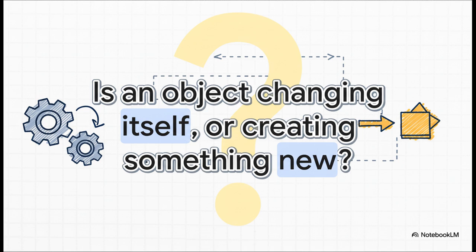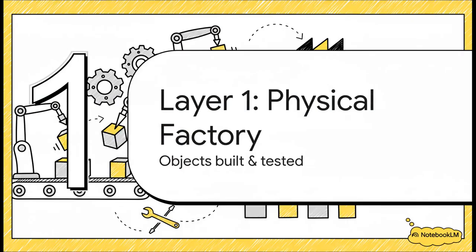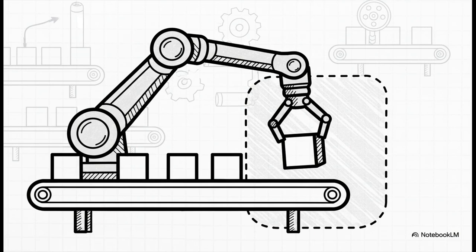To really get a feel for this, we're going to explore this idea through 4 different layers, starting with the real physical world. Okay, let's step into Layer 1, the physical factory. This is where things are actually built, tweaked, and put to the test. I want you to picture this super high-tech factory floor. There's a conveyor belt, and this complex robotic arm, our scoped function, plucks an item, our object, off the line and pulls it into its own special little work zone.